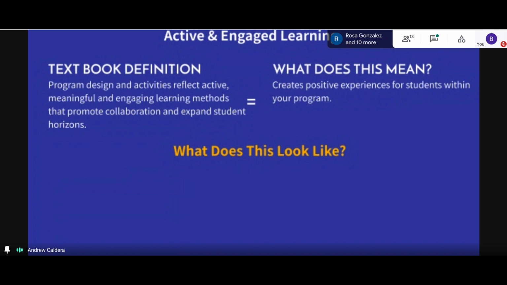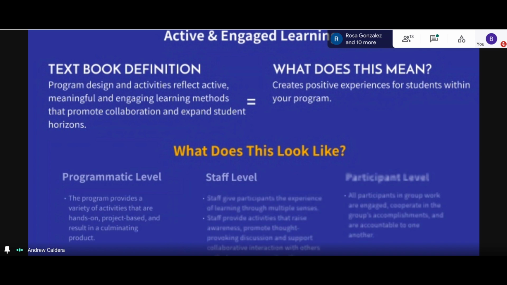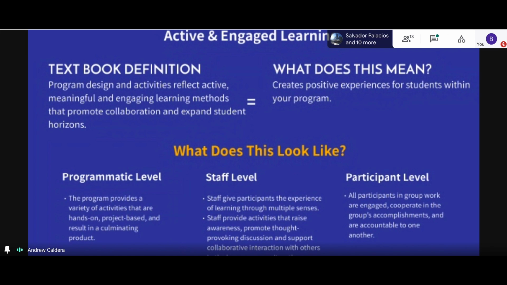Does anyone have any questions on this? The way this looks at a program level is that we're providing a variety of activities. Make sure there is a variety, because a lot of students are very different. At a staff level, make sure we're giving participants the experience of learning through multiple senses. I've always learned that the best way to learn is through using senses, touch, feel. Obviously, right now with COVID, try to avoid that. But smell, eyesight, things like that. Visual things help students learn sometimes.